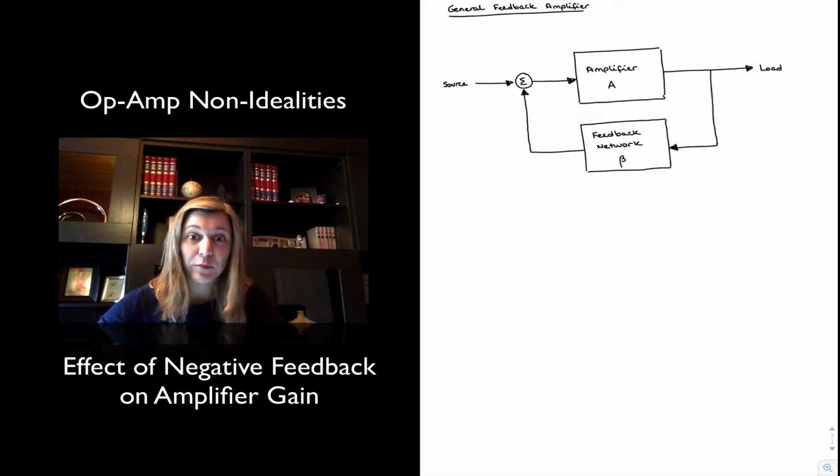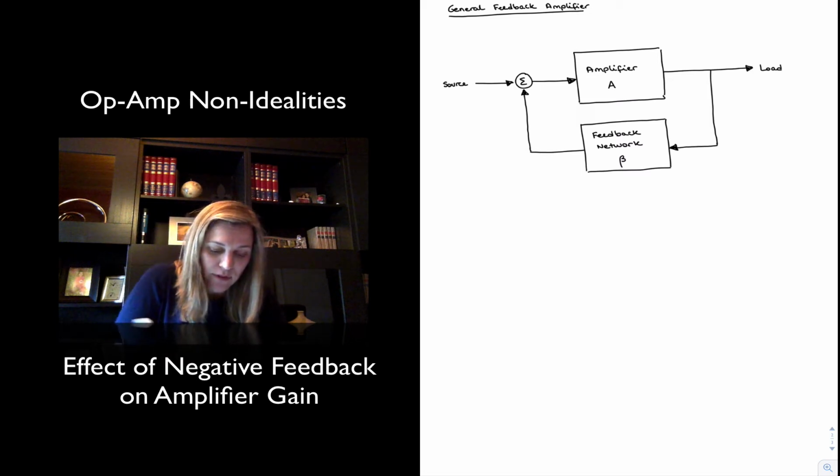When we add a feedback network, what it does is it samples the output and feeds it back to the input of the amplifier. And there are two possible ways of feeding it back. The sampled output can add to the input signal, in which case you will have positive feedback, or it can be subtracted from the input signal, in which case you have negative feedback.